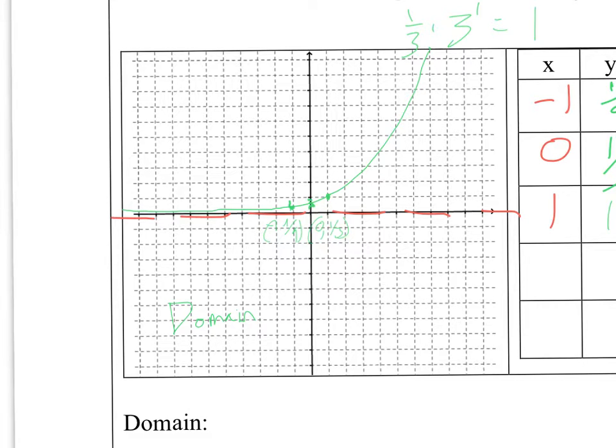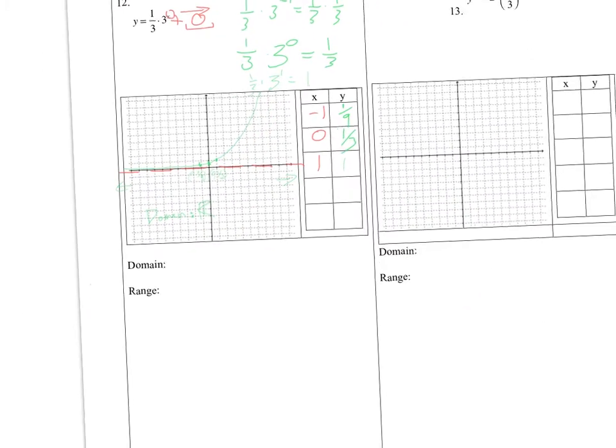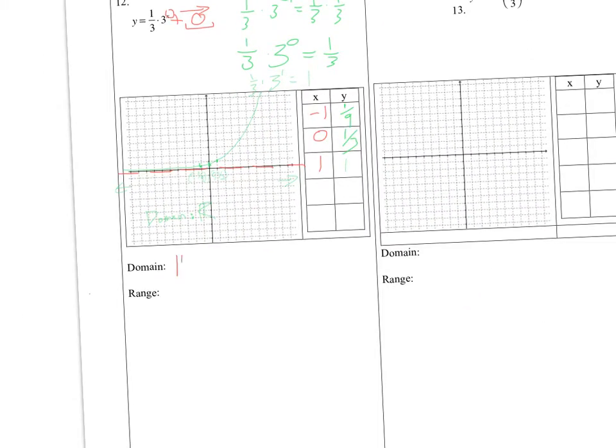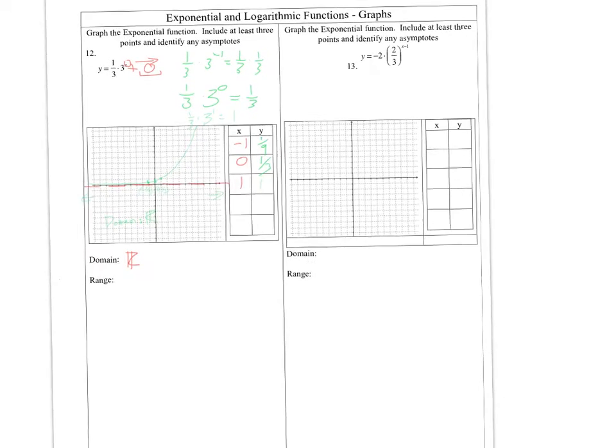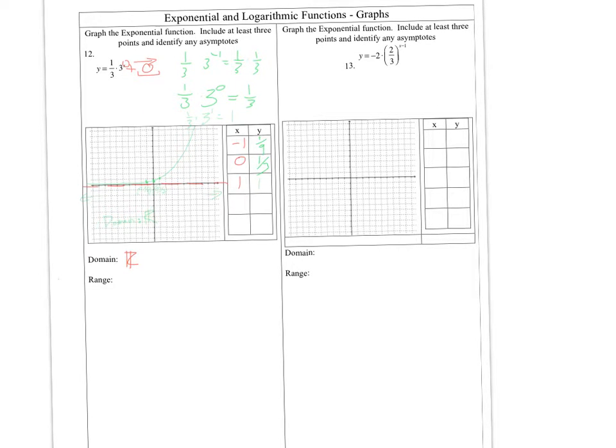For the domain, I know my graph is going off both sides of my page. You might also think about this, that there are no numbers that we can plug in that would screw this up. My domain is all real numbers. We're not going to be able to see that when I zoom out, so I'm going to rewrite that here. All real numbers is the domain. In fact, for all exponential equations, all real numbers will be the domain. That's a pro tip.